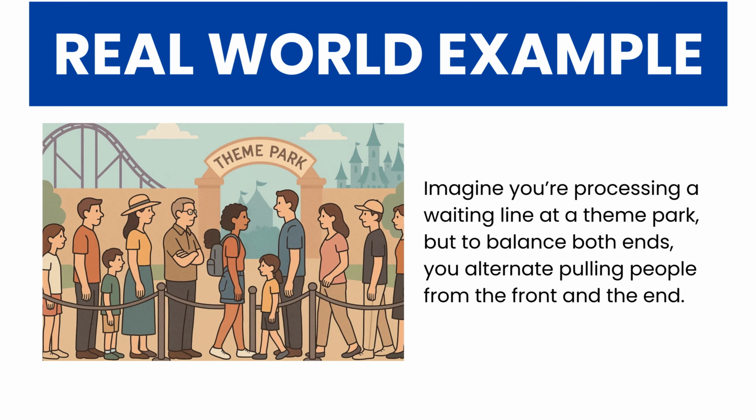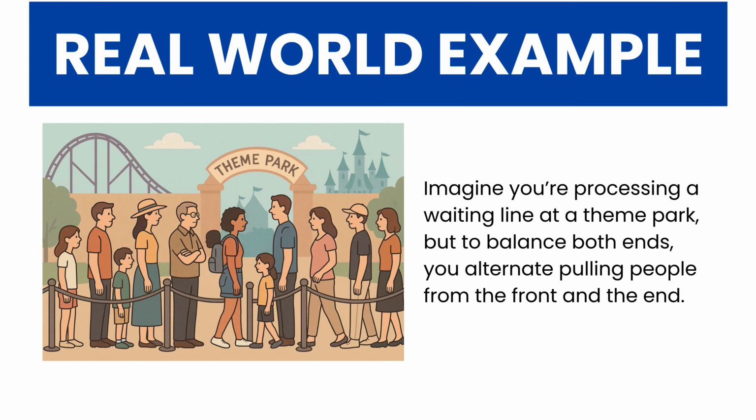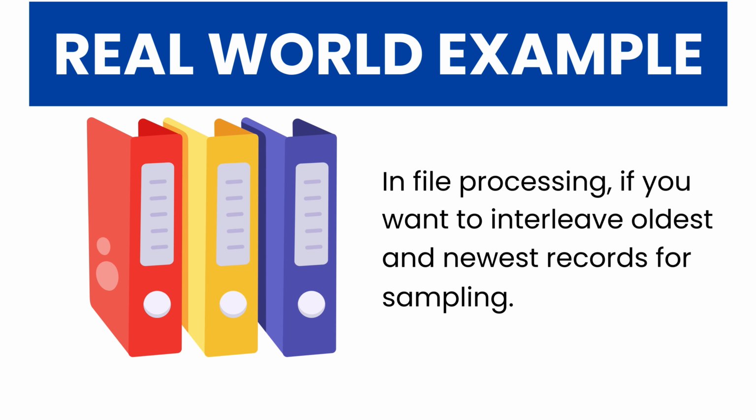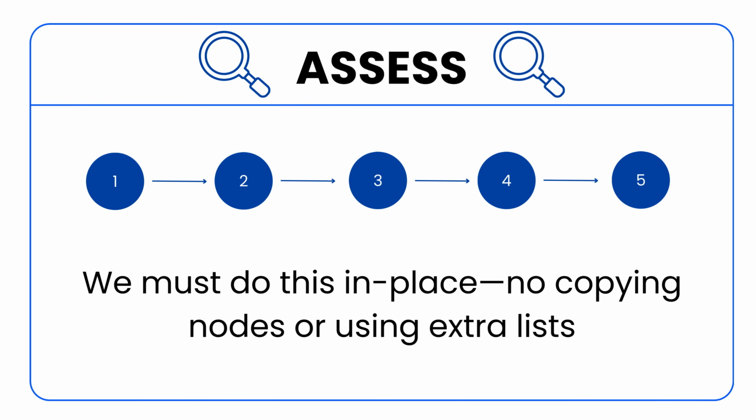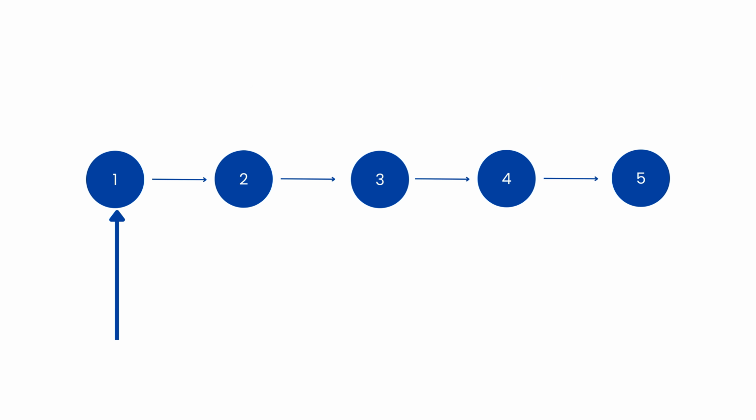Real-world example. Imagine you're processing a waiting line at a theme park, but to balance both ends, you alternate pulling people from the front and the end. Or in file processing, if you want to interleave oldest and newest records for sampling. What's tricky? We must do this in place. No copying nodes or using extra lists. If you try to naively alternate pointers, you might easily lose access to the remaining nodes.